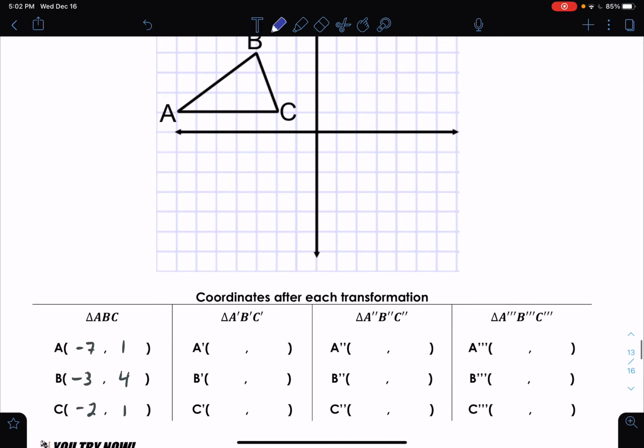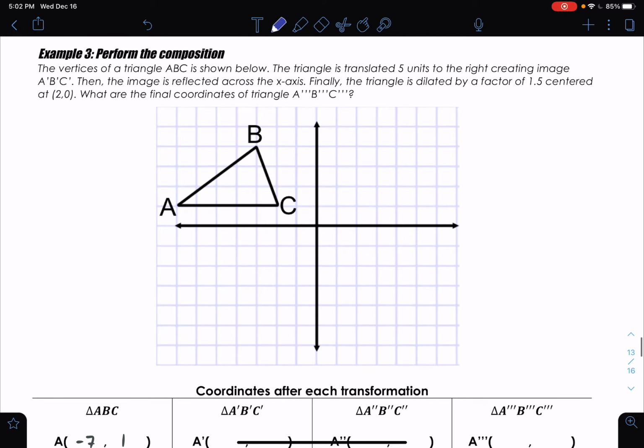The first transformation that we're going to do is translate it 5 units to the right. So my translation rule, I'm going to take my coordinate (x, y), add 5 to the x, and keep the y the same. So I'm just shifting this triangle 5 units to the right. So I'm going to do that.